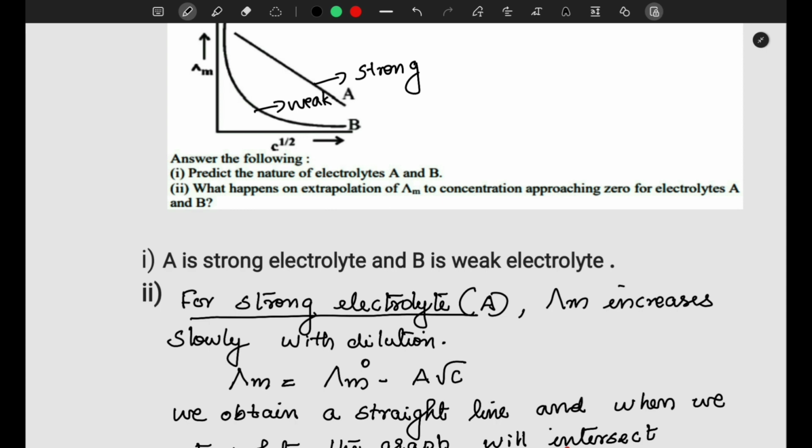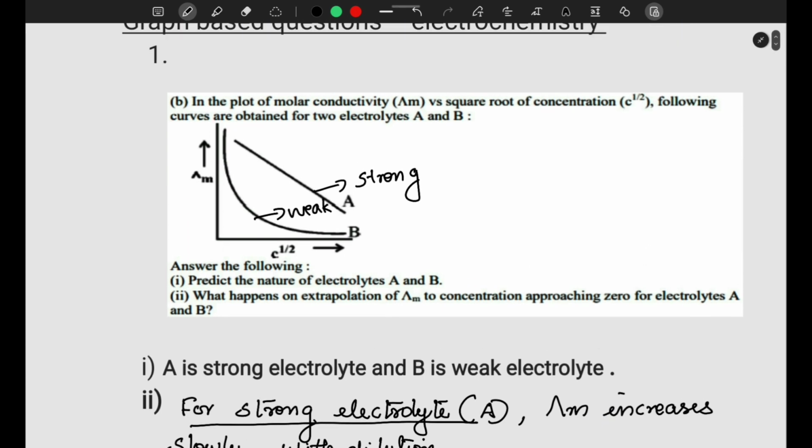Second part of the question, what happens on extrapolation of lambda m to concentration approaching 0 for electrolyte A? When we extrapolate the graph for the strong electrolyte, it will meet the y-axis and you will get the intercept lambda m0. That is known as limiting molar conductivity, the molar conductivity at 0 concentration. So for a strong electrolyte, when we extrapolate, it will meet the y-axis and we will get the intercept lambda m0.